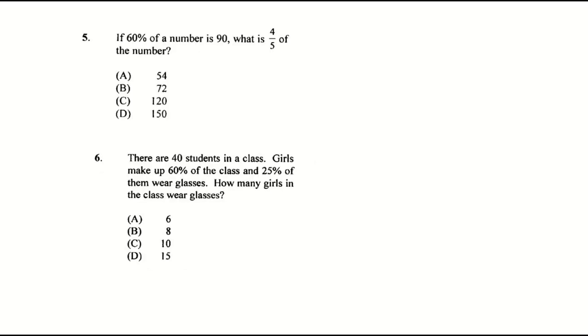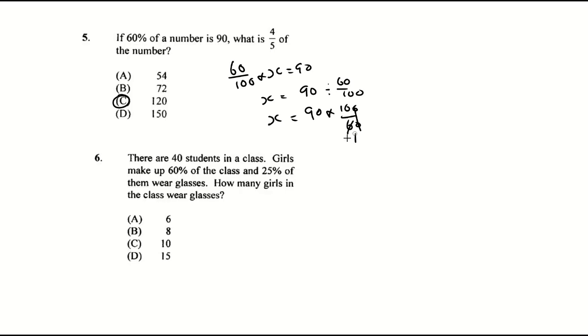Right, this one, 60% of a number is 90. What is 4/5 of the number? Okay, I am not 100% sure. I believe that they kind of changed this. We did something like this and the answer was C, but let's do it. 60 over 100 multiplied by x is 90. So x would have been 90 divided by 60 over 100, so x is equal to 90 multiplied by 100 over 60. Cross this out. This could go into this 15 times. That's 150. So 4/5 of 150 is in fact 120.